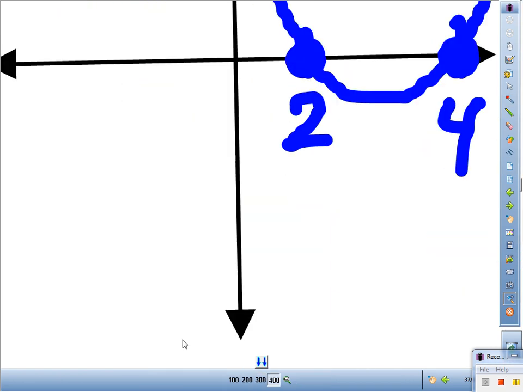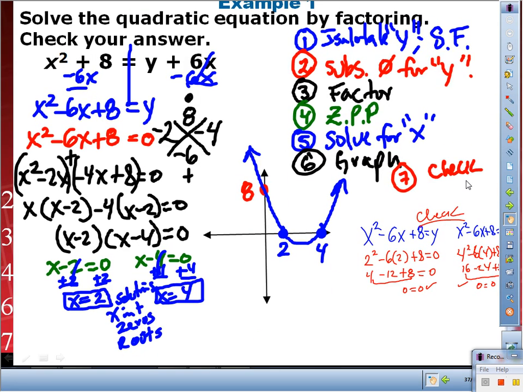I'm not. I'm a mathematician. Let's see. Let's look at the whole process. Let's see if we got it.